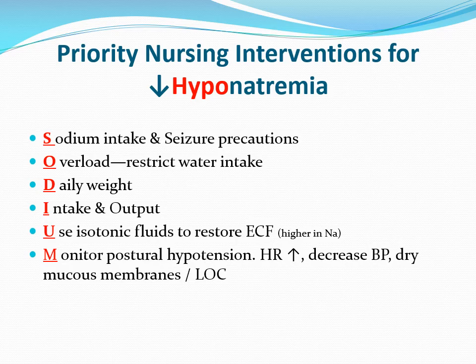Interventions. Think sodium. We are going to look at sodium intake, and seizure precautions is a big one. Sometimes there's a diet too high in sodium, like broth, tomato juice, canned vegetables, things like that. Overload, we're going to restrict water intake. And like we said with some of those psych people or different things, they are thirsty, they want more fluid, but we have to restrict their water intake. Daily weights, intake and output.